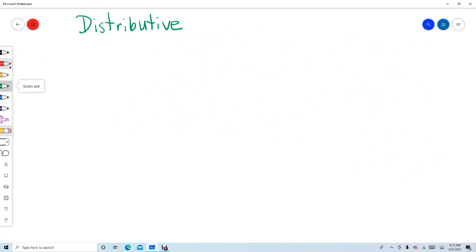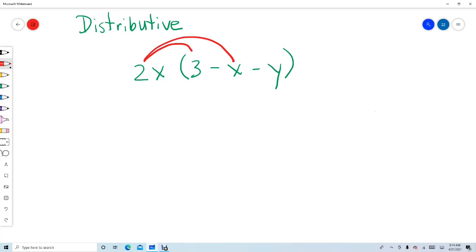inside the parentheses, something like 2x times 3 minus x minus y. Throw in some negative signs just to make it a little more error prone. All right, so same thing, I'm going to take my 2x multiplied by 3, then I'm going to multiply it by x, and then multiply it by y. And I'm going to preserve my subtraction signs here.